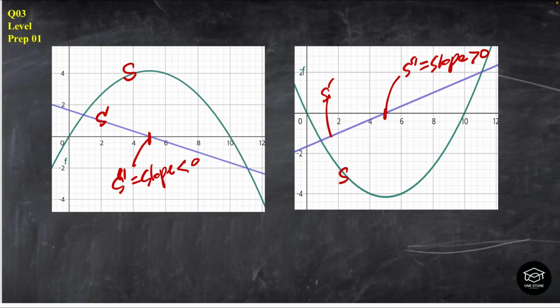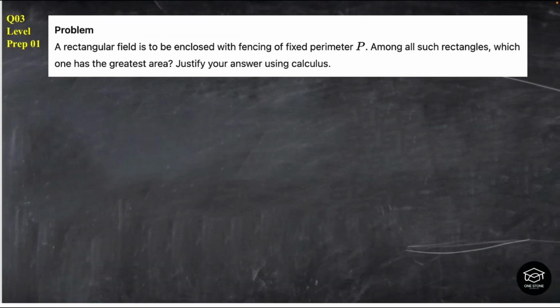If the second derivative is negative, as shown in the graph, the curve opens downward and the point is a maximum. If the second derivative is positive, the curve opens upward and the point is a minimum. This systematic process allows us to confirm whether we have found a maximum or a minimum. Now, let's apply this to our rectangle.